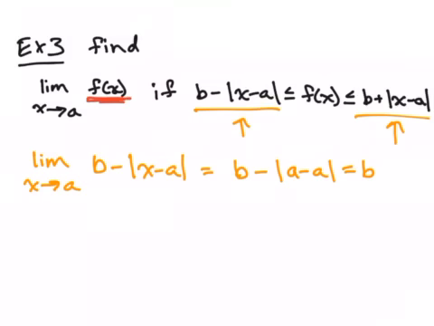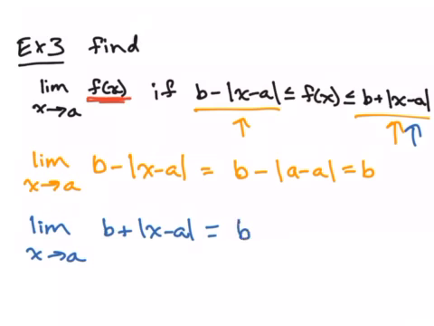Then I'll do the limit of the upper one. So now I'm going to do this one. The limit as x approaches a of b plus the absolute value of x minus a. Do a direct substitution and we get b plus a minus a, which is 0. So we get b. So if my higher function is b and my lower function is b, the one in the middle must be b.